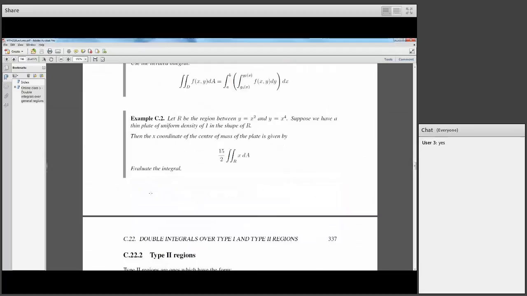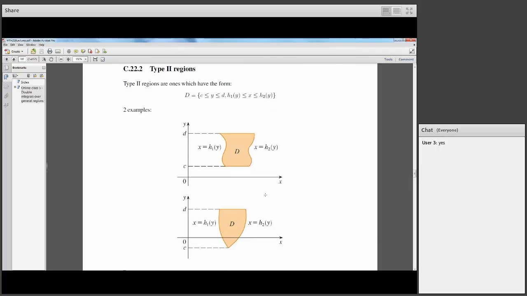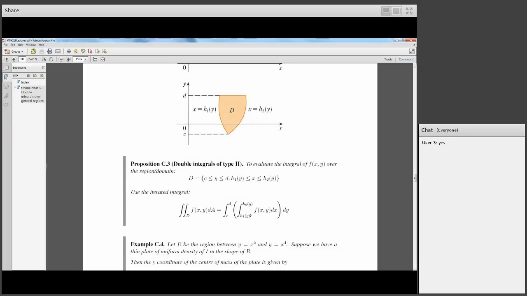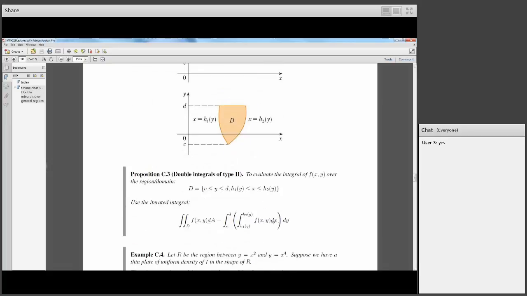A type 2 region is pretty similar, in that instead of y being between two functions of x, it's just x being between two functions of y. And you can see I've drawn some examples here. And in that case, you do it really similarly. You just go, well, x is between the functions. You do that first. So integrate the x part first, and you integrate between its two functions of y, the inside and then the outside. So really similar.